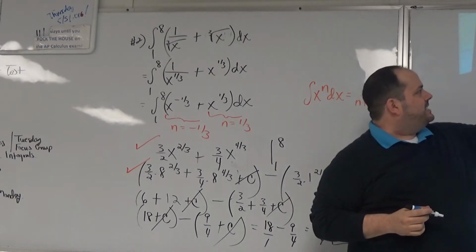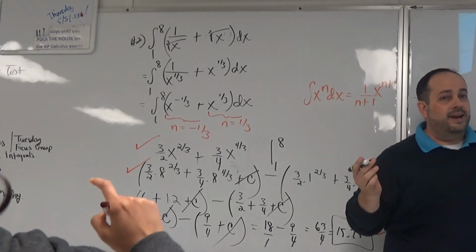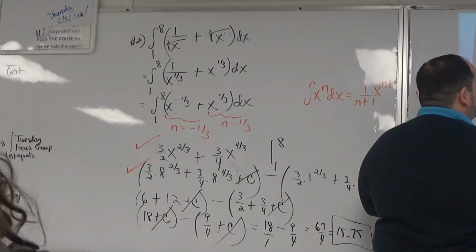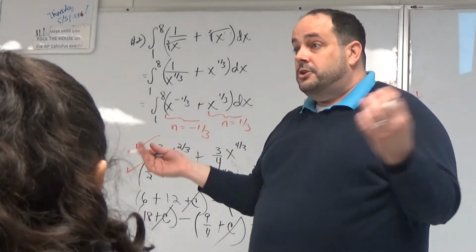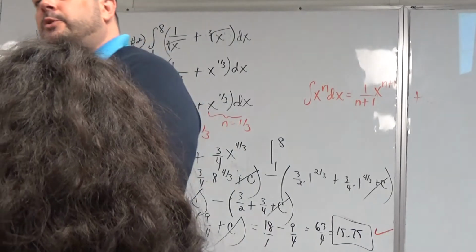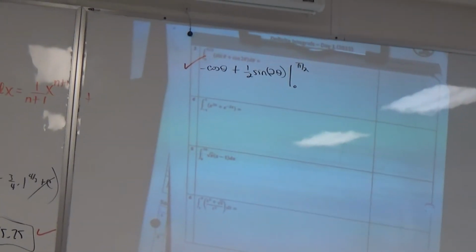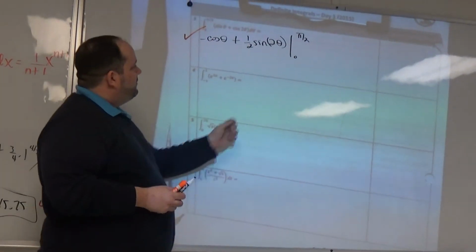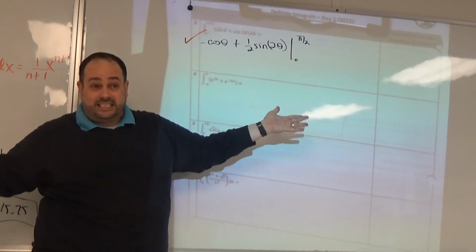Just a quick show of hands. How many of you have negative cosine theta plus 1/2 sine 2 theta as your antiderivative? Nice, good news. Honestly, if I'm scoring free response, that's where you get the first point. Even without the constant, because we're doing a definite integral, it cancels out. Okay? So your first move, you found the antiderivative, you're pretty much done with the calculus.